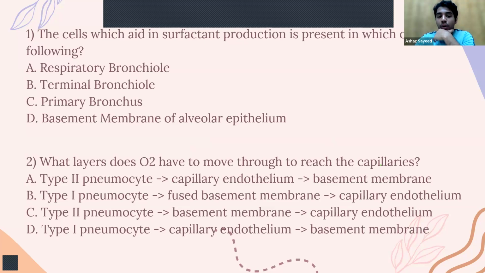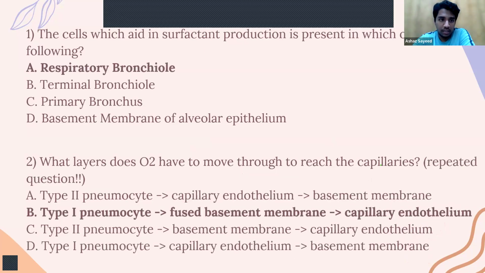Now the second one, what layers does oxygen have to move through to reach the capillaries? Read the options that are there. That's right. The first one, the cells which aid in surfactant production, club cells or Clara cells. They're present in which of the following? So respiratory bronchi. We took that. The Clara cells providing surfactant in the respiratory bronchi.